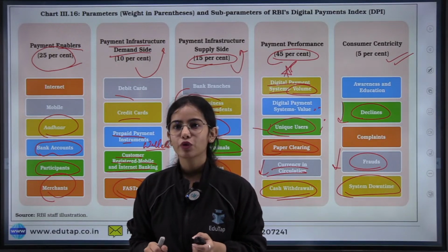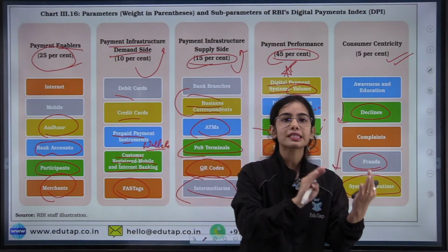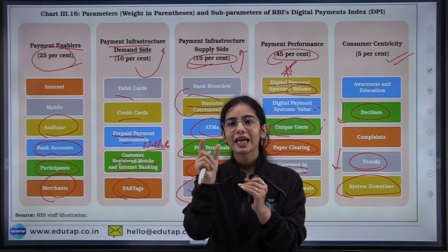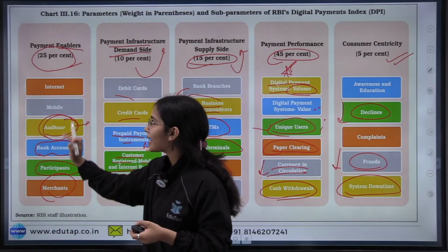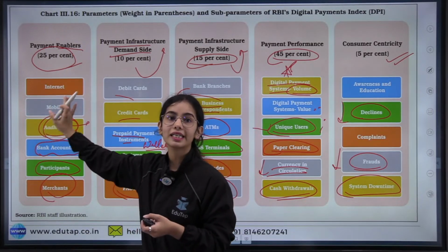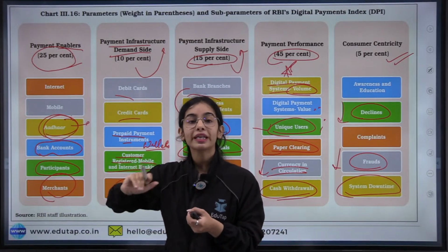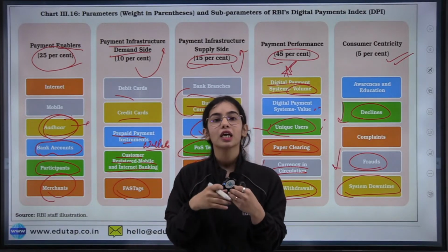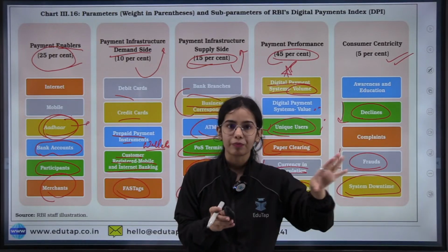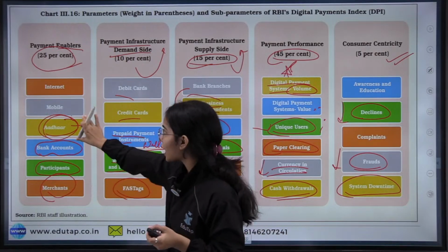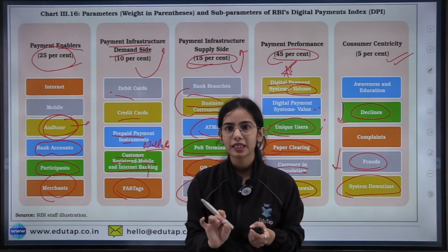Now, does anyone have any confusion? No, APS is a system, but the Aadhaar card is enabling the payment. The Aadhaar card is enabling the APS payments, right? So the Aadhaar card is a payment enabler. If you do not have an Aadhaar card, then the APS payment will not happen. So APS is a system, and the Aadhaar card is what enables the digital payment through the APS system. Is it clear now, Shwetank?